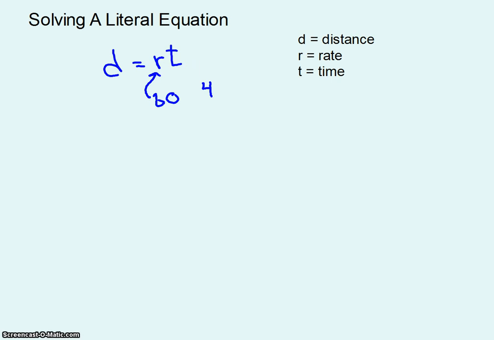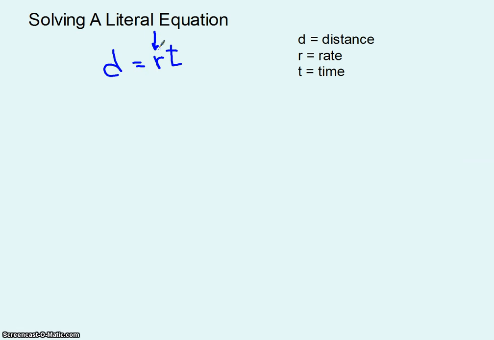Well, sometimes you want to know something else, like what's my rate if I travel 320 miles in 4 hours? Well, you could probably divide in your head and figure out that the rate is 80 miles per hour. Well, what we're being asked to do in this case is solve this equation, which I already solved for d, and let's say we're being asked to solve for r. So our goal is to get r by itself now.